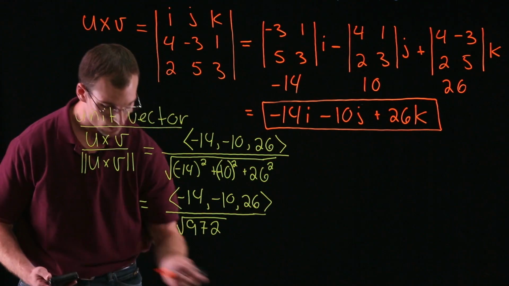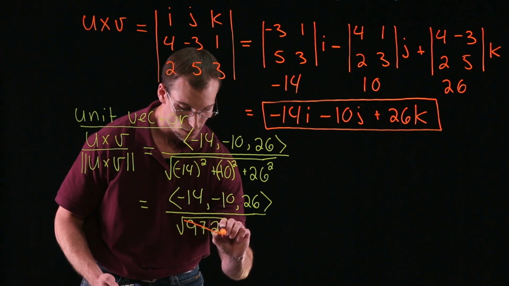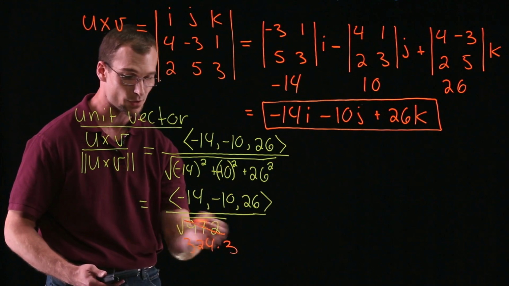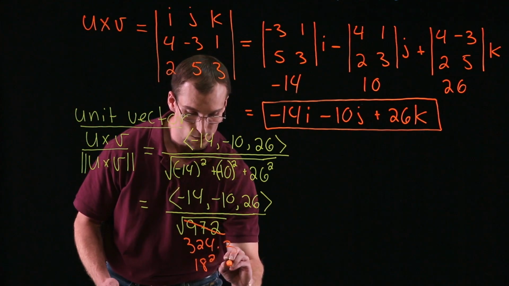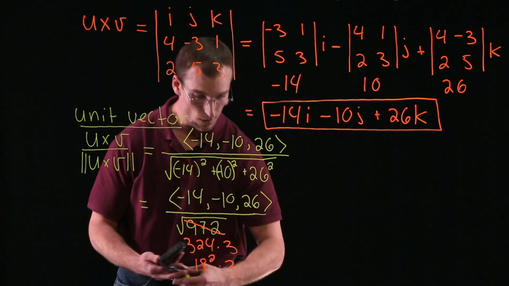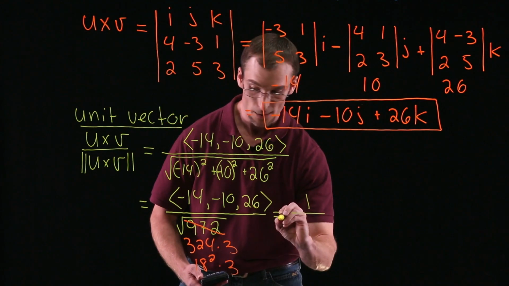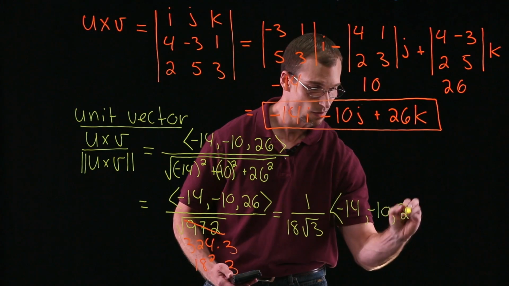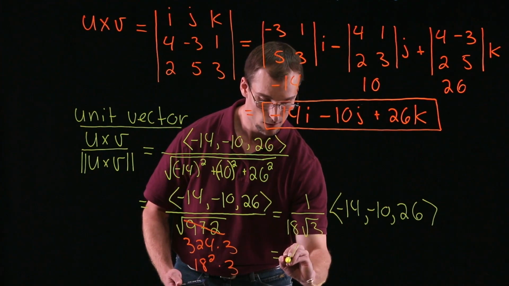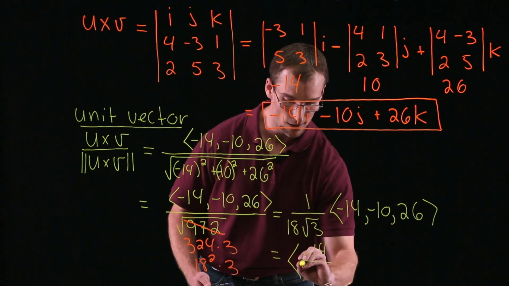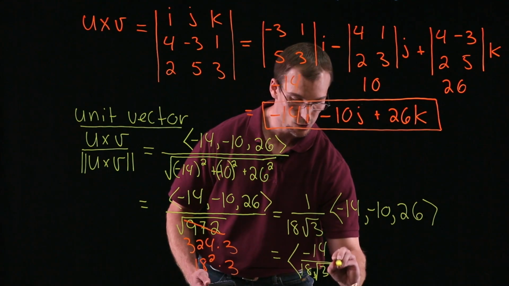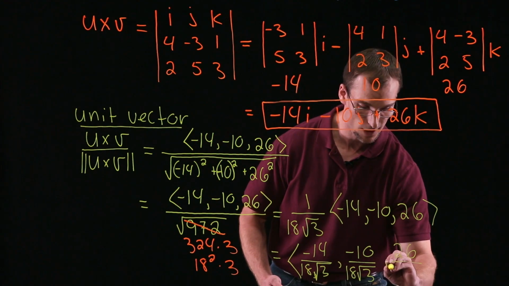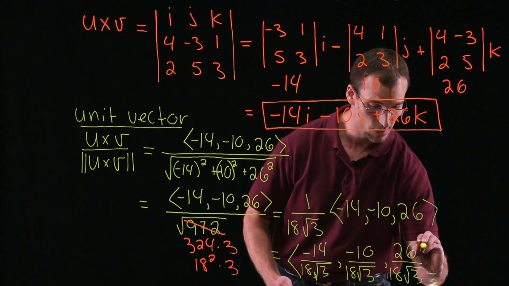So if we take a look at this, note that 972, if we divide that by 3, we get 324 times 3, where 324 is 18 squared. So we can bring out the perfect square of 18. So this is going to be equal to 1 over 18 times the square root of 3 times the vector -14, -10, and 26. So multiplying each, we have -14 divided by 18 times the square root of 3, -10 divided by 18 times the square root of 3, and 26 divided by 18 times the square root of 3.